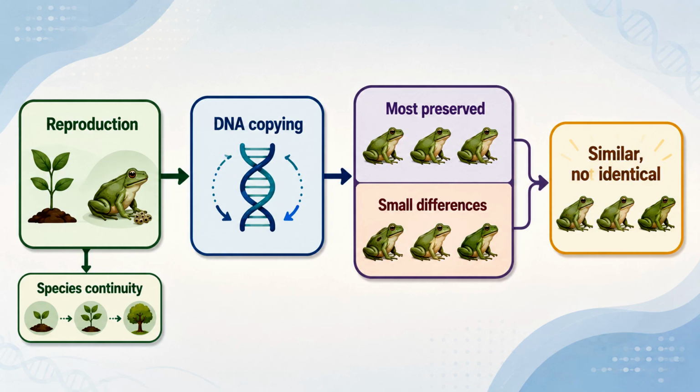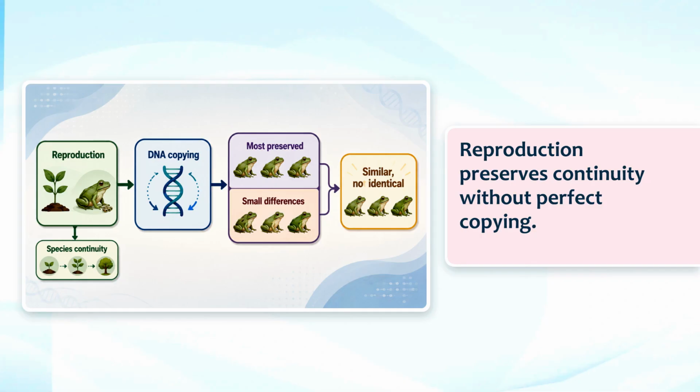Maintenance supports one individual's survival, while reproduction produces new individuals and supports species continuity. Accurate but imperfect DNA copying preserves body design similarity while also allowing small variation among organisms of the same kind. Now the full relationship can stand on its own. Reproduction preserves continuity without perfect copying. Accurate DNA transfer keeps the basic design, while small differences create variation.